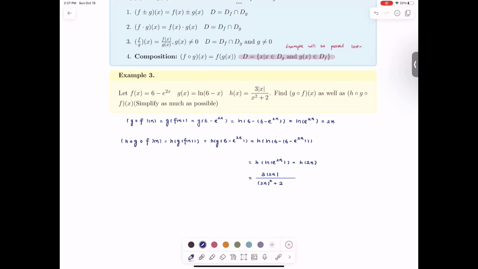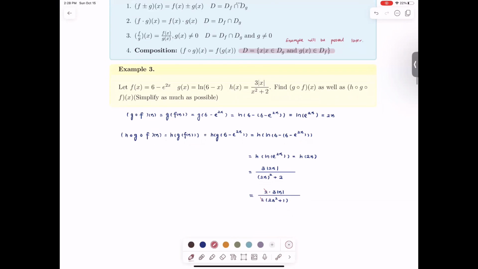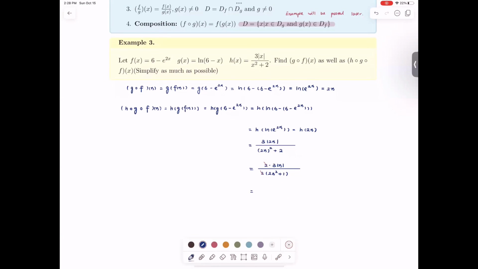Okay, but now you can factor 2 out. So this 2 can be taken out: 2 times 3 absolute value of x. On the bottom, you can factor a 2 as well. So that's going to be 2 times 2x squared plus 1. So those 2s cancel out, and you'll be left with the final answer, which is this. Make sense? So you want to simplify it as much as possible.